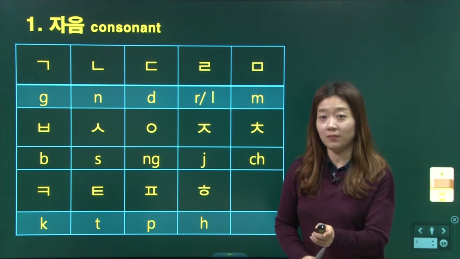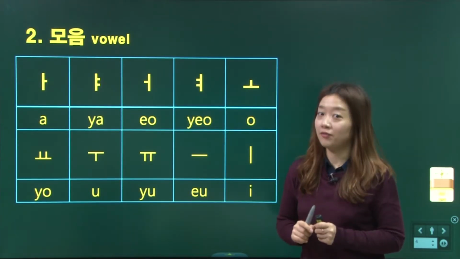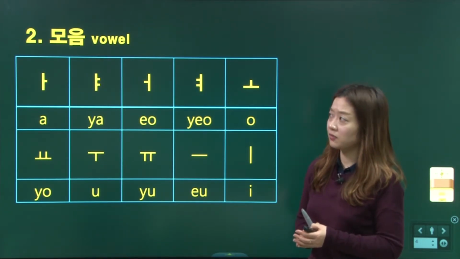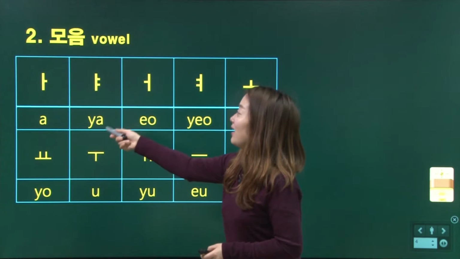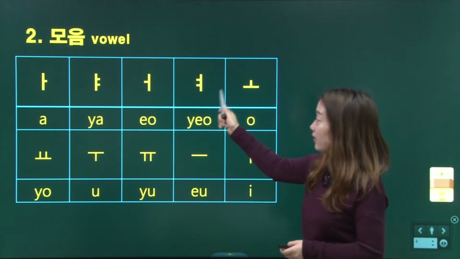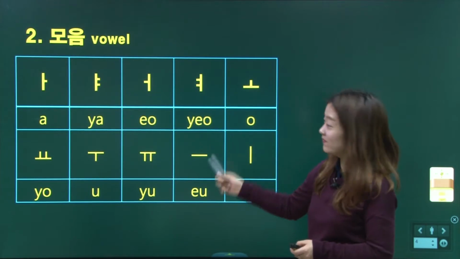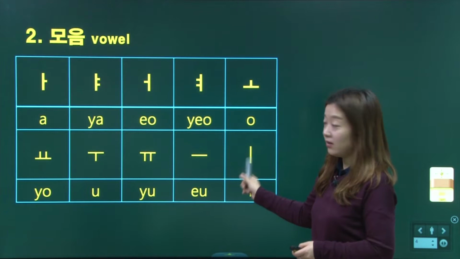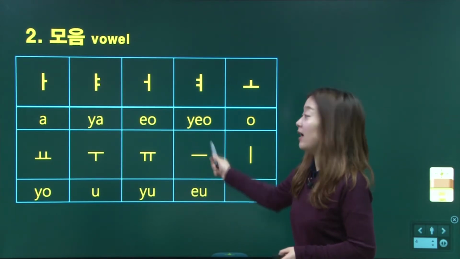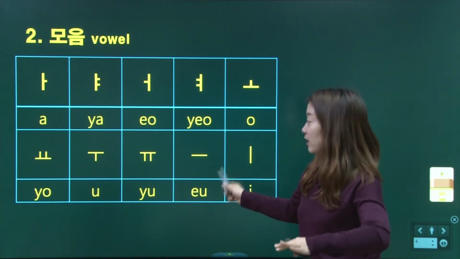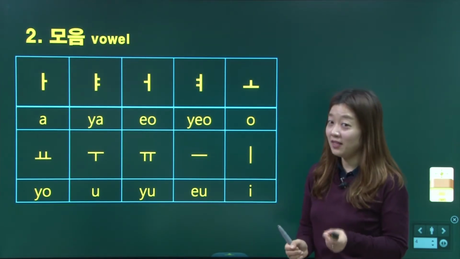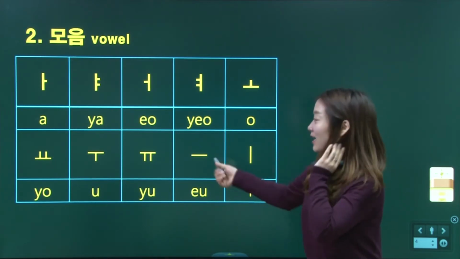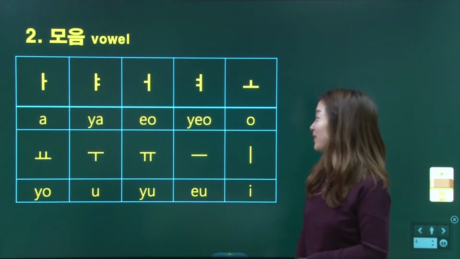So what do we need to make one letter? A vowel, right? So these are the short vowels. A, ya, o, yo, u, yu, eu, i. This sound, I guess, is a little bit difficult for you all because it's a unique vowel sound that only Korean has. Okay, good.